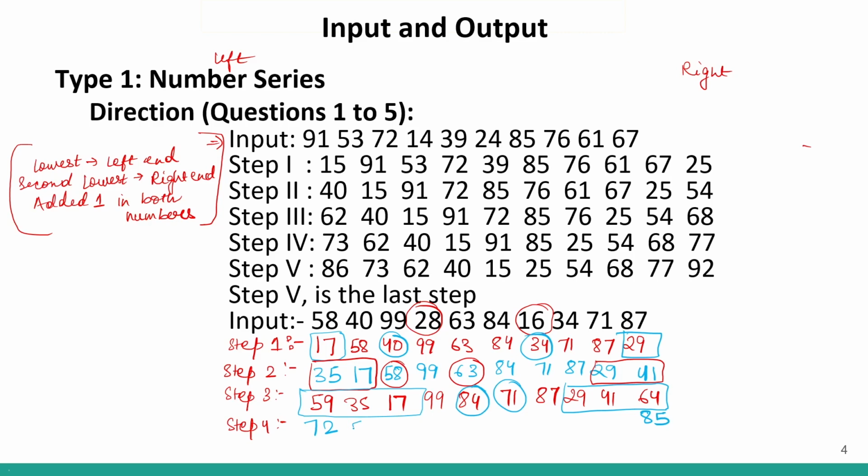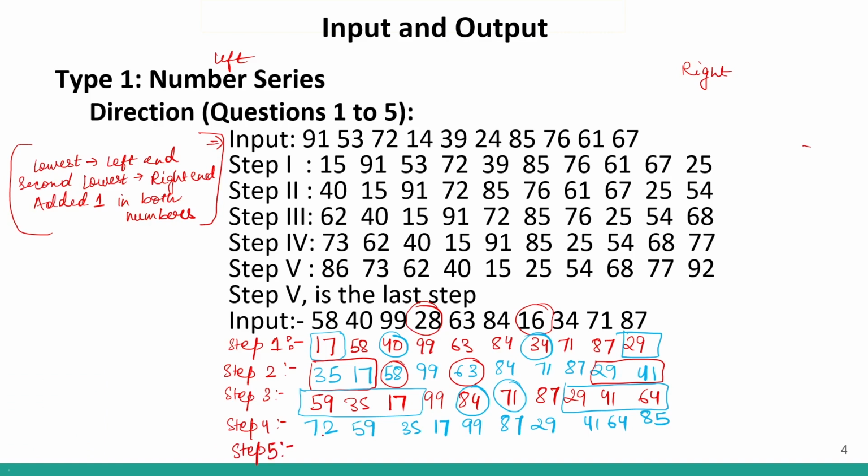And the second lowest number I can see is 84, which will become 85 and come here. So these 3 numbers will go as it is, 59, 35 and 17. And same here, 29, 41 and 64. So the only 2 numbers remaining are 99 and 87, which will come in sequence like this. Correct? Moving on to step 5.